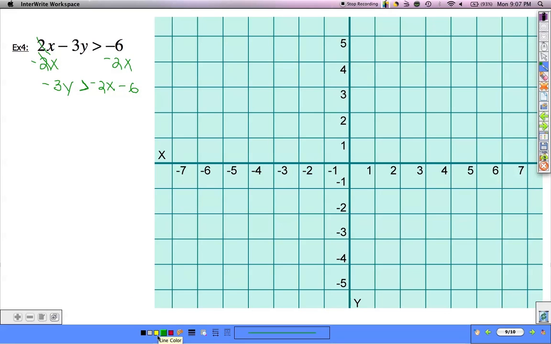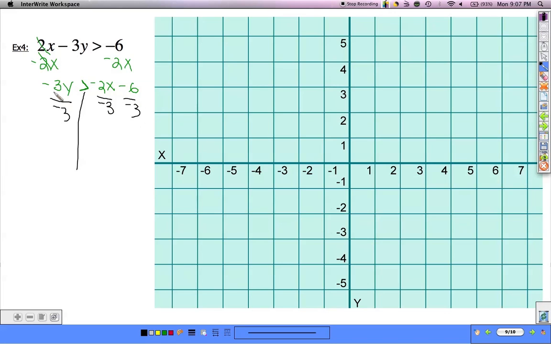Okay, my next step is going to be getting the y completely by itself, getting rid of the coefficient. So that's negative 3 times y. So what I need to do is divide both sides of the inequality by negative 3. And when I divide both sides, make sure you divide every term in the inequality by negative 3.